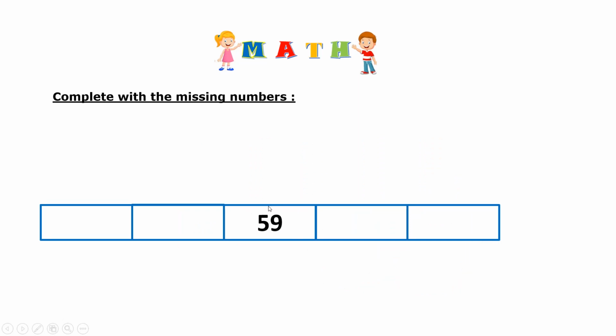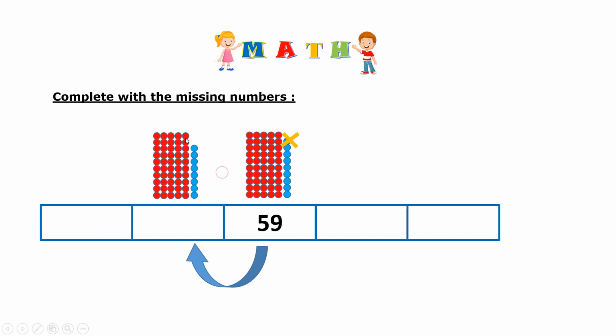I have the starting number 59. Wow, 59. Now the number that is before 59, it's what? Let's have the tens and the ones. I have 5 tens in red and 9 ones. If I want to know the number that is just before 59, I will remove 1 here from the blue marbles. So 9, I will remove 1. I will have 8. Okay, so the tens are still 5 and the ones are 8. So the answer is 58.